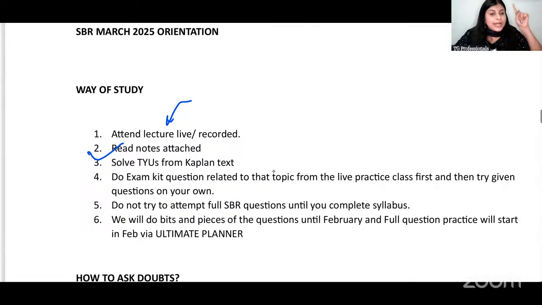After doing this, one extra step is that you have to solve TYUs from the Kaplan text. This is to be done till 1st February. If by 1st February you have not done this, then you will not do this after 1st February.